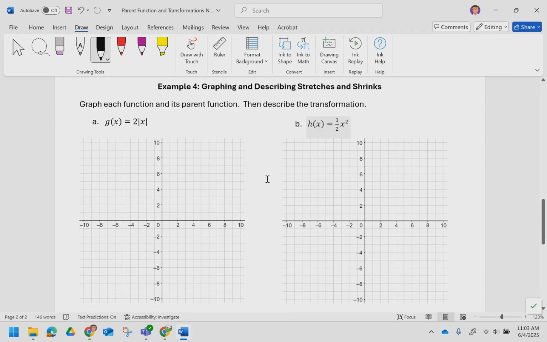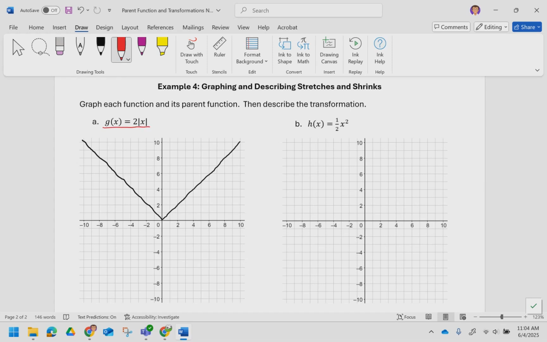All right, so let's do two more of these. Graph each function and its parent function. So we've got 2 times absolute value of x. This is an absolute value family function. Let me go ahead and draw the parent first, which is just x equal to y, and it forms this up 1, forward 1 pattern. Okay, so there's our parent.